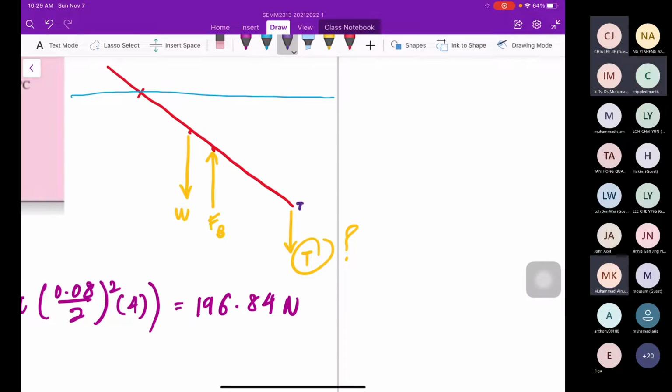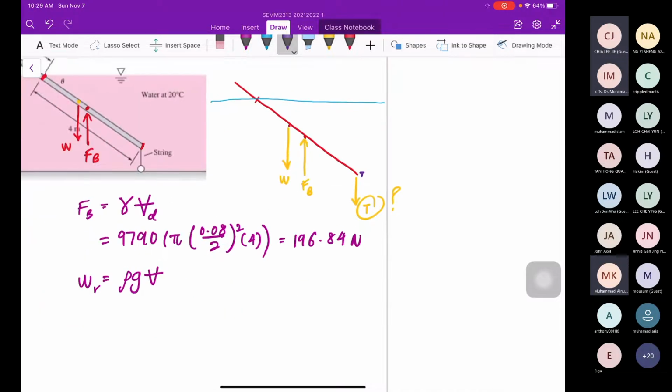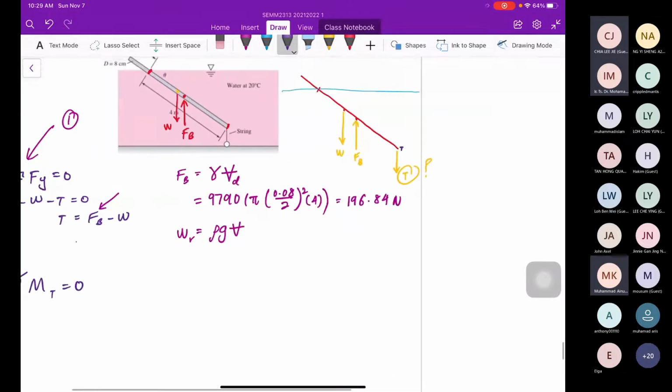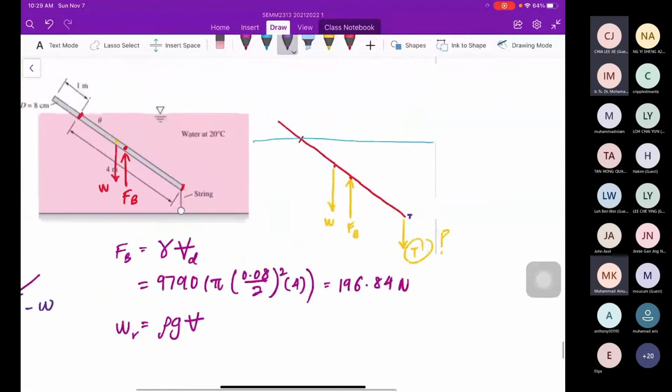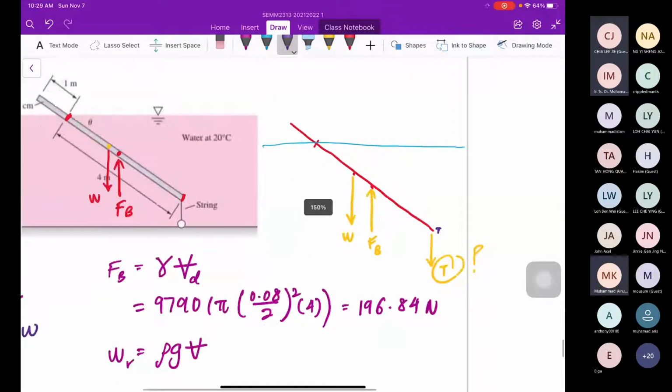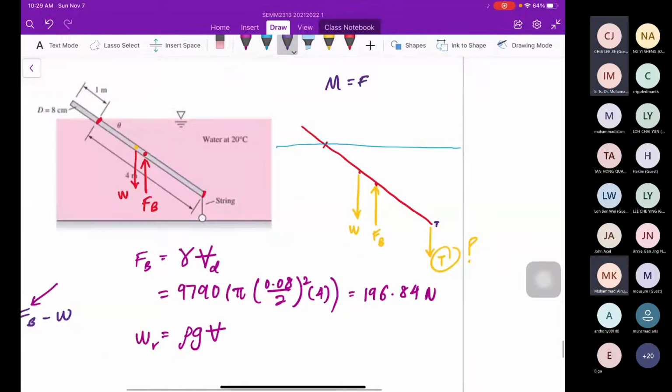Okay. We want to eliminate T so that we can get W. If we put the moment at W, we eliminate W. So how to get W, right? So in order to get W, we must eliminate either FB or T. So now I want to eliminate T. So this will simplify my calculation. Alright. So again, we must use the moment equal to force multiplied with radius.